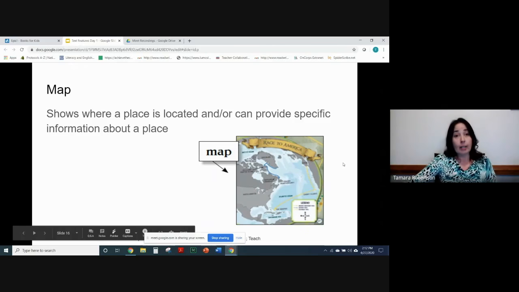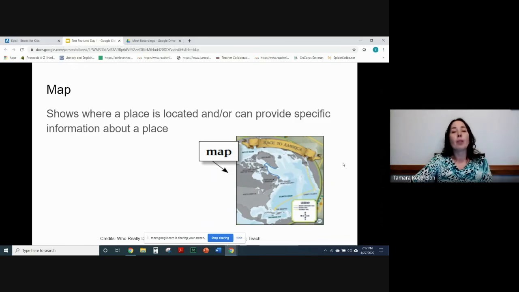Maps are the last text feature that we're going to talk about today. Maps can show you where a place is located. They can show you countries, states, continents, rivers, lakes, oceans. But maps can also give you information about a particular place. You may look at a map that has the 50 states on it, but it could be a map of population, showing you how many people live in each state. So maps are important to, one, give us the location of a place, or two, give us information about a place.